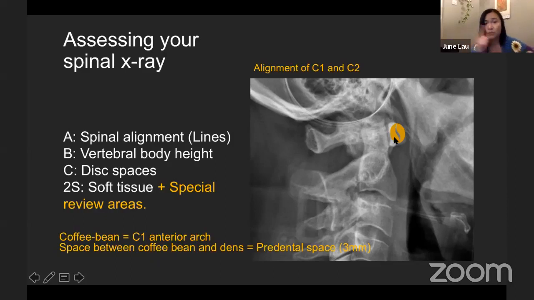Because if you think about it, you've got a peg, you've got a ring, and if it's not articulating properly, your head is not going to be stable on that joint. So it's quite important. Once you're happy with everything else, make sure you look at this area and you're happy with that articulation. And there's an example of the predental space.